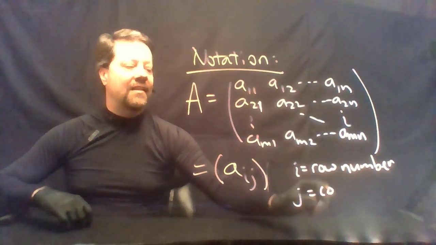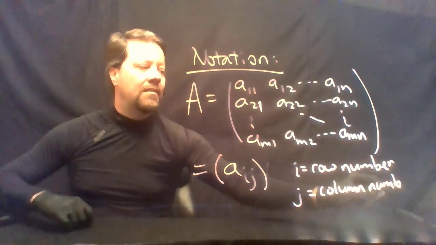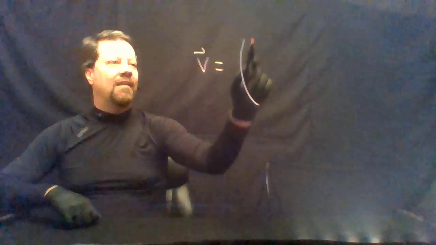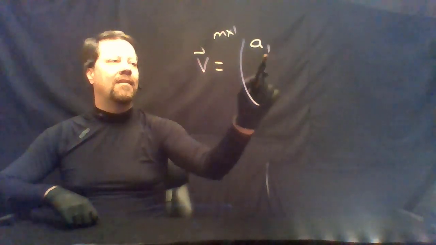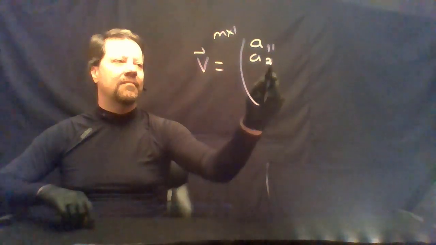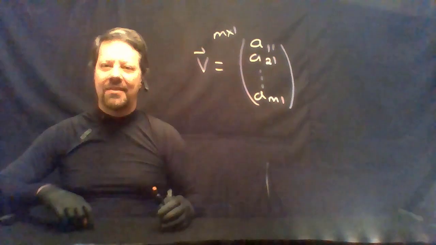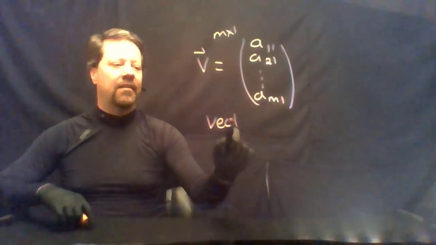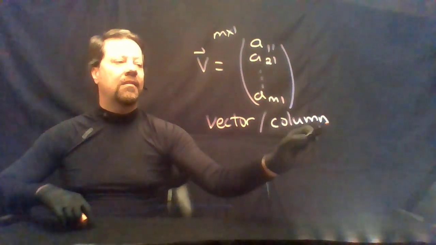J is the column number. An m by 1 matrix is called a vector, or even a column vector.